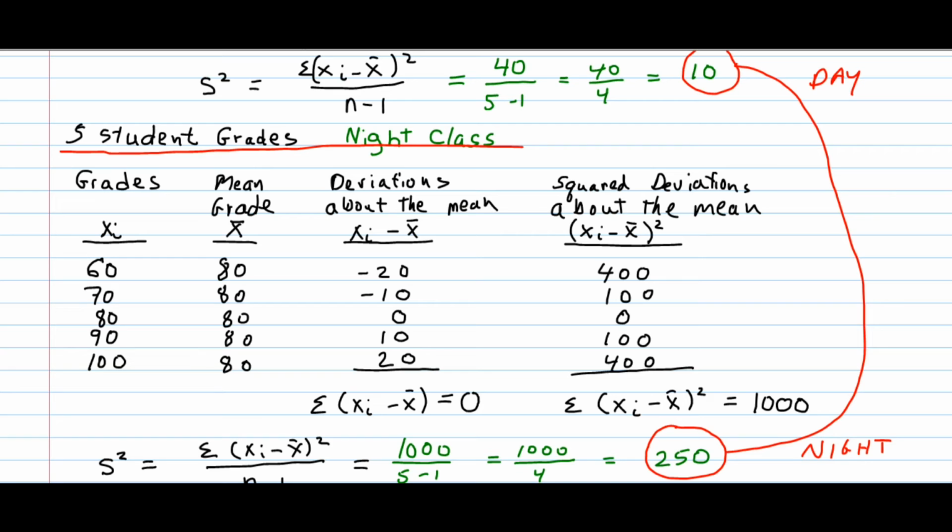In this case, both the day students and the night students had an average grade of 80. But which class had more variability in the grades? We can see here the measure of the variance for the night students is 250, and that's much, much greater than the variance for the day students, which was only 10. So as a way to compare the two groups, the larger variance shows more variability. So we can conclude that the night students had more variability than the day students in the distribution of their grades.